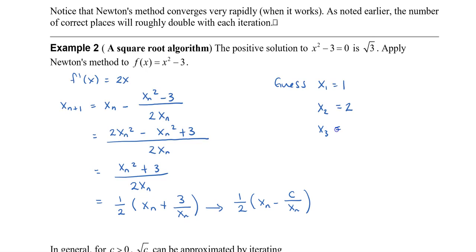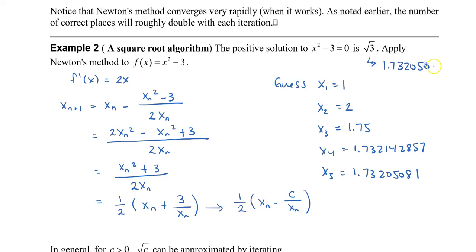And I'm going to keep doing this, and I get 1.75 for x3. x4 is 1.7321428857. And then x sub 5 is 1.732050081. And actually, when I calculate this on the calculator, the square root of 3 is actually 1.732050808. So my approximation is very close.